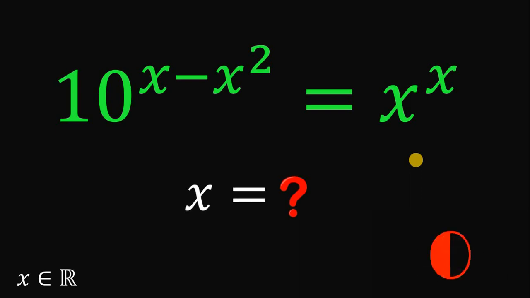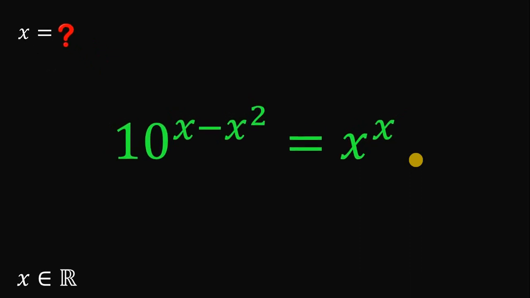Now, let's answer this question together. So our goal here is to solve for the real value of x that satisfies this equation: 10 raised to x minus x squared equals x raised to x. Now, how are we going to answer this kind of question? So here's one of the possible ways.